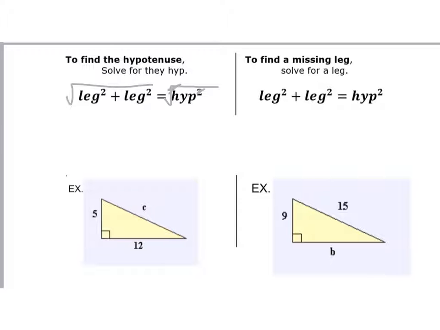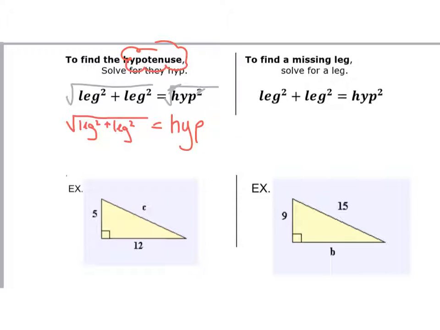Okay? So what I end up with is the square root of a leg squared plus another leg squared, and that's a plus, equals just a plain old hypotenuse. It's no longer squared because we unsquared it when we square rooted. So the answer is not going to have a square on it. It's just the hypotenuse. Okay? That's kind of going to be my new formula for if I need to find a hypotenuse.